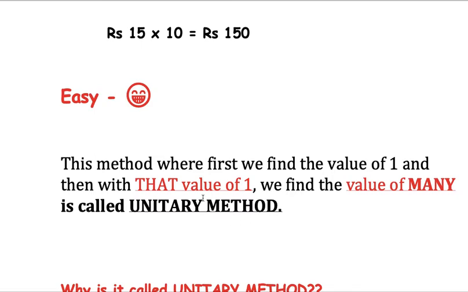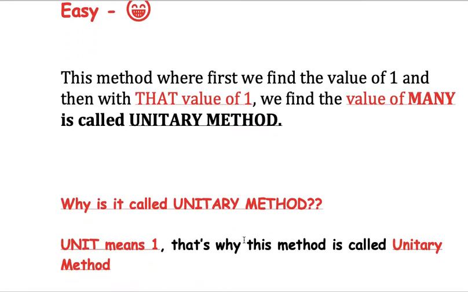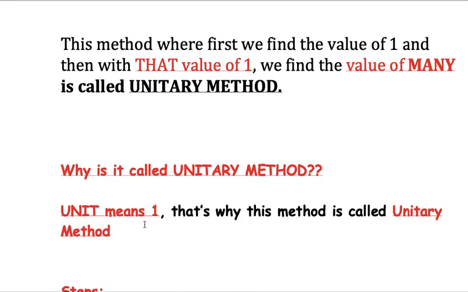Now once again, the method where first we find the value of 1 and then with that value of 1, we find value of many, that is called unitary method. Now why do we call it unitary method? Because unit means 1. That is why this method is called unitary method, because here we are first calculating the value of 1.